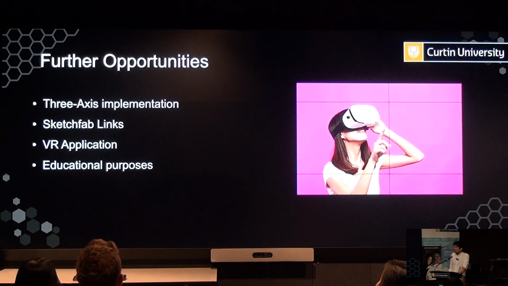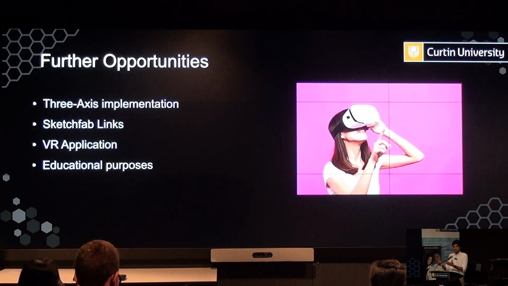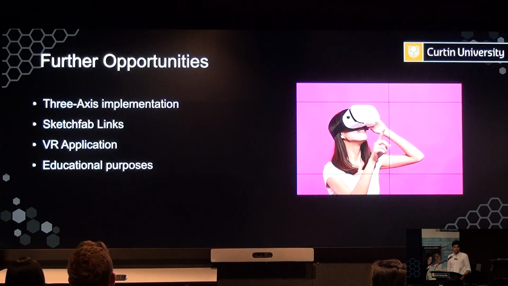So what are some future opportunities for this project? Well, one potential opportunity I see is developing that 3-axis system so that we can turn this project from a semi-automated workflow into a completely automated one. The next thing I'd like to see are some Sketchfab links, putting these models up on Sketchfab to allow researchers from all around the world to visually analyze these meteorites. I'd also like to see an interesting application with VR.